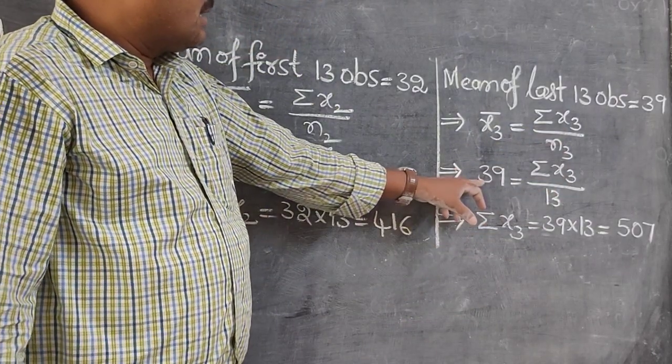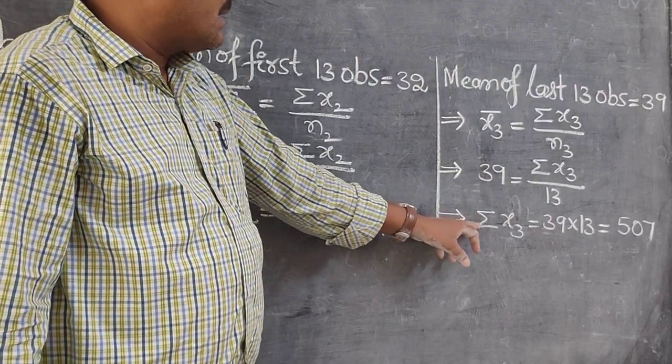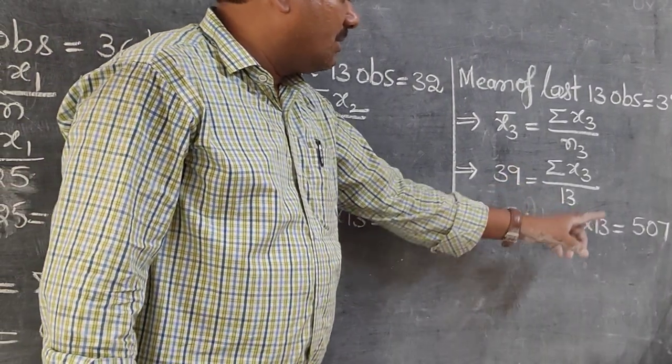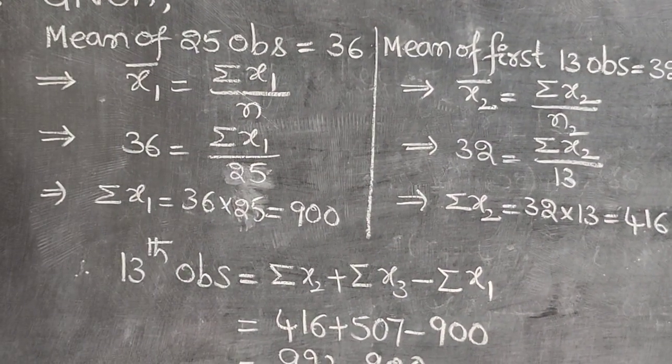It becomes 39 equal to summation x3 by 13. Finally, summation x3 equal to 39 into 13 becomes 507. Then what do we find here?